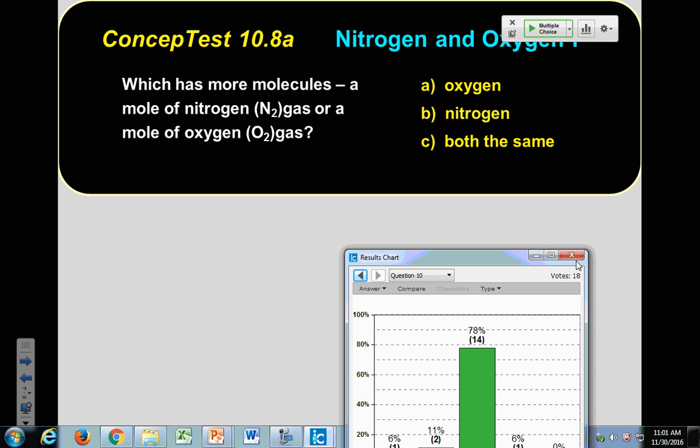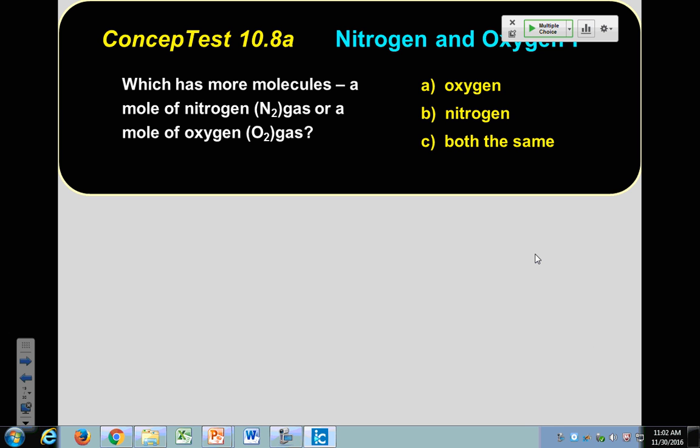Okay, good. They're both the same. Remember, a mole is a mole is a mole. It doesn't matter what it is. It just tells you the number of particles, atoms, or molecules that's in that particular sample of material. You can have a mole of, I don't know, puppies or whatever, although that'd be a lot of puppies. But a mole is a mole is a mole.